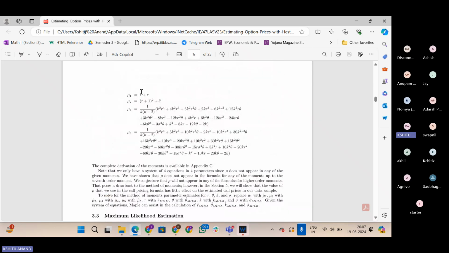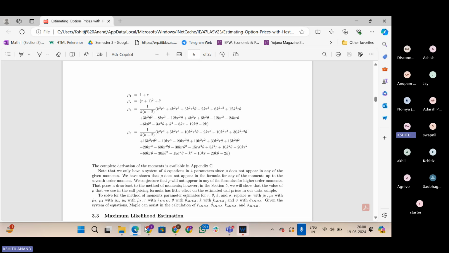So this 1 plus r is our mu1. Let it be, and the first moment that we find, let it be target mu1. Similarly, this will be our mu2, and the second moment that we find from historical data is target mu2. And then we write an objective function.